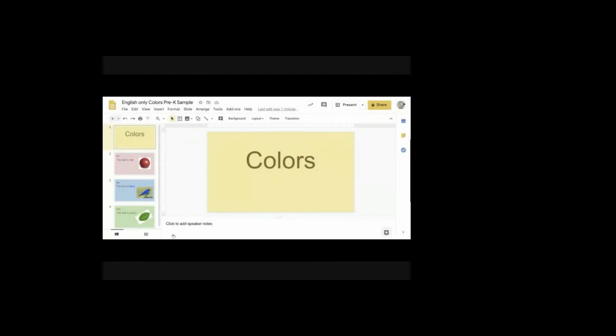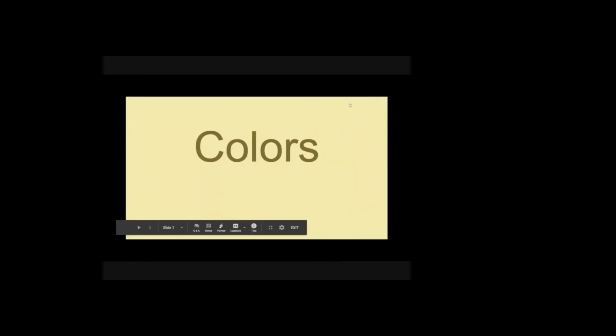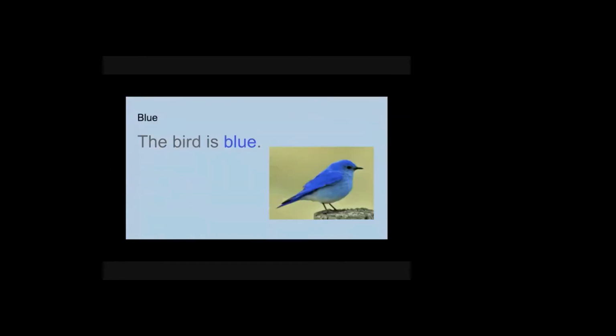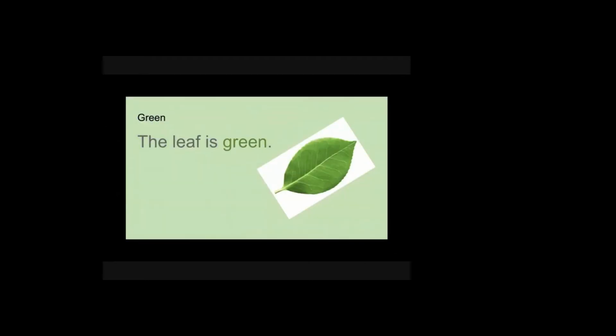Okay, I'm getting ready. All right, hit present. All right, we're going to do just a quick review of colors. Red. The ball is red. Blue. The bird is blue. Green. The leaf is green.